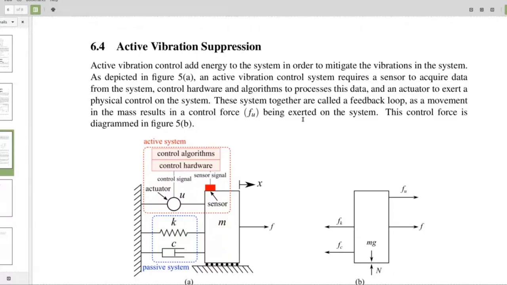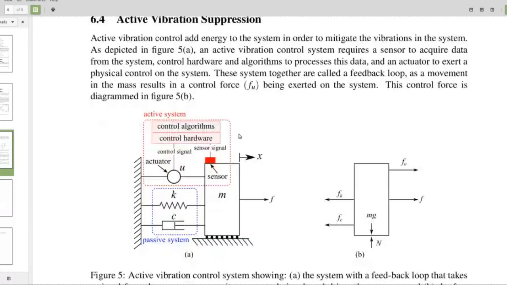Let's talk a little bit then about active vibration suspension. We talked a lot about passive vibration suspension in this class, dampers and tuned masses. But active vibration control can add energy to a system in order to mitigate the vibrations of the system. We do this through a feedback loop.